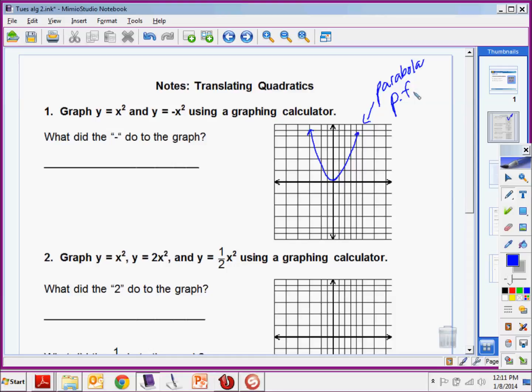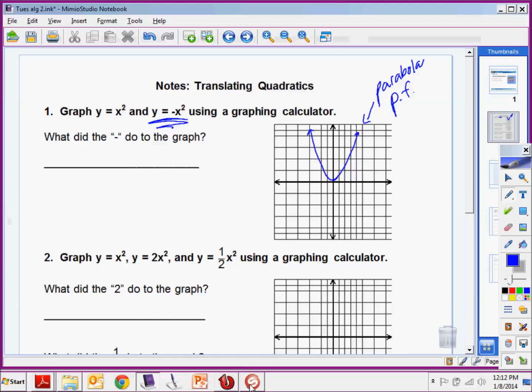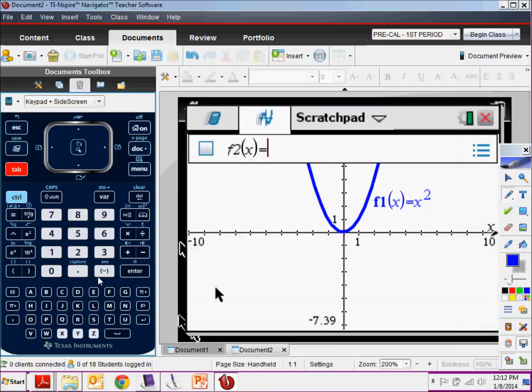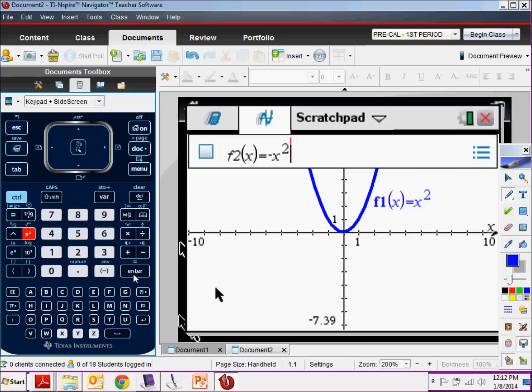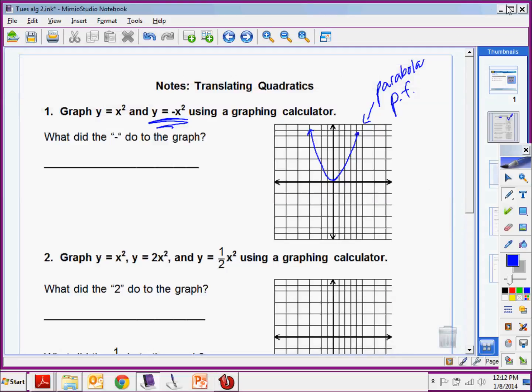Well, the first thing we're starting off with is, what happens to my parabola if I make it a negative x squared? It's going to do what? Reflect over the x. There you go. Nick says it's going to reflect over the x-axis. So just to verify what he said, we're going to hit tab again and type in negative x squared. And what does it do? Reflects over the x-axis.